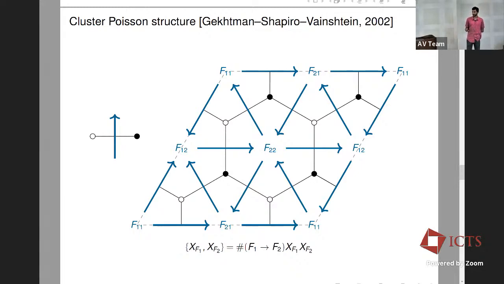Oh, so these are just any faces. So take any face F1 and any face F2. Like you could take this face and this face. These are just indexing faces. Faces of the underlying graph, which are the vertices of the dual graph. So you have edges between them.